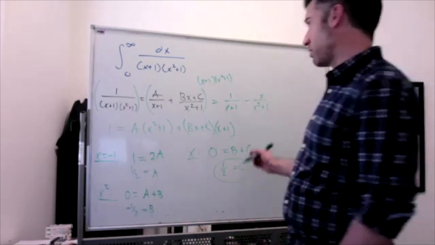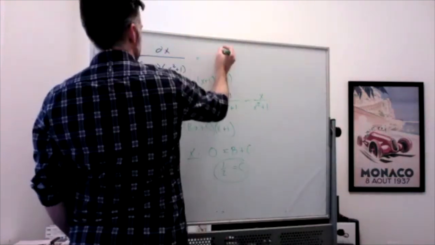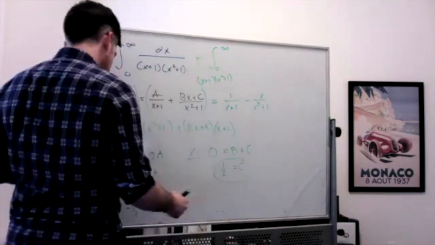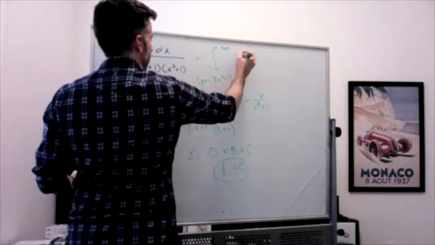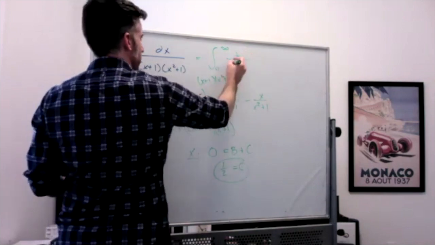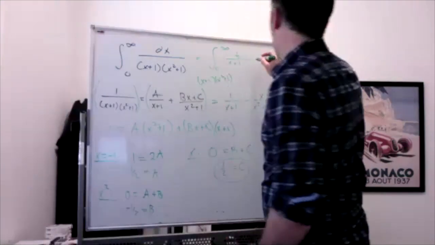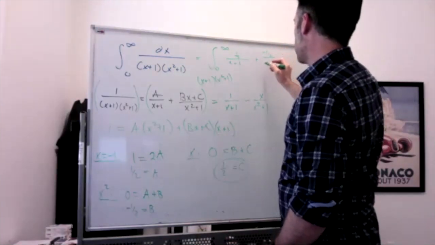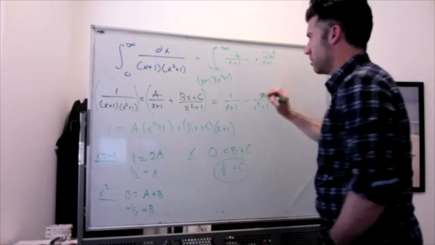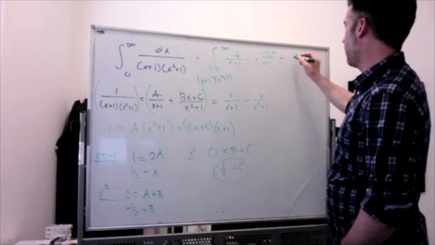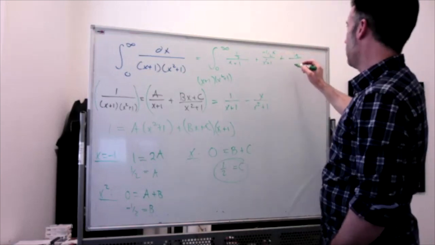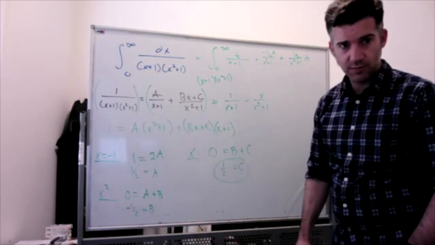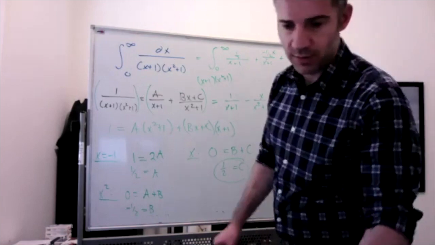So what we're actually integrating is the integral from 0 to infinity of 1/2 over x plus 1 plus negative 1/2 x over x squared plus 1 plus 1/2 over x squared plus 1. Whew. Okay.